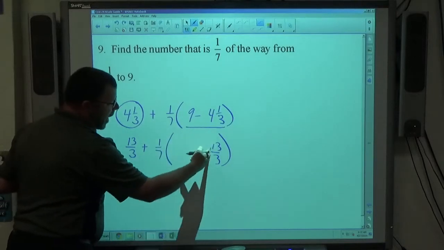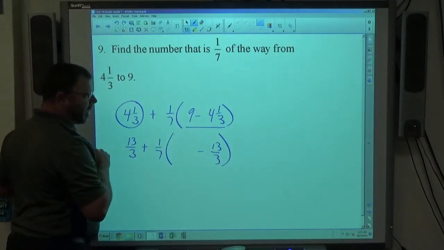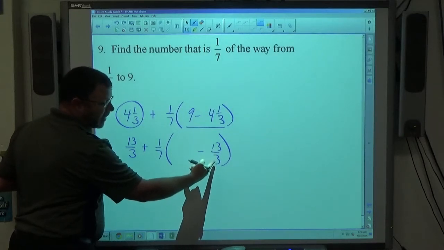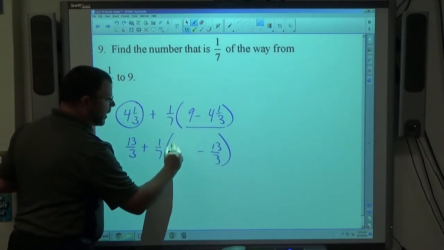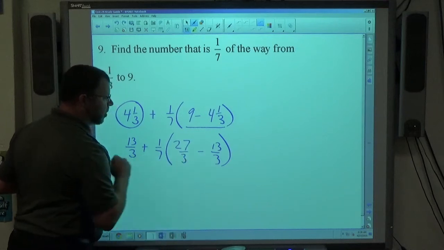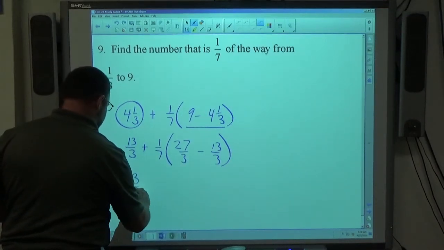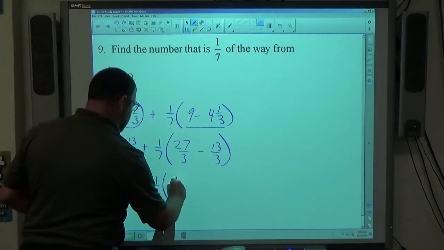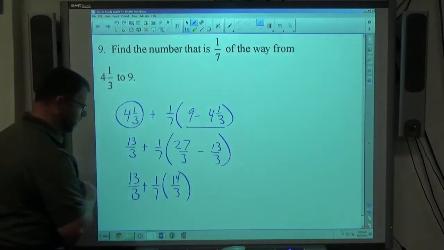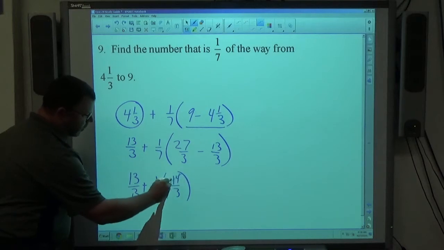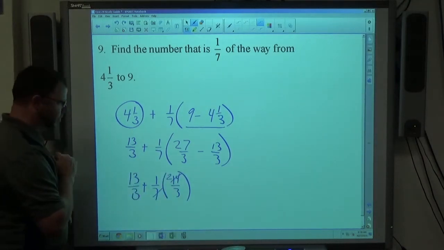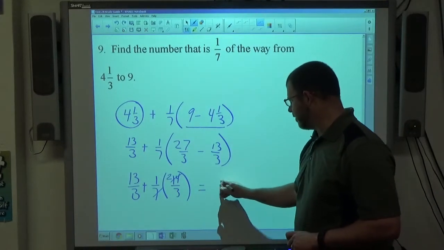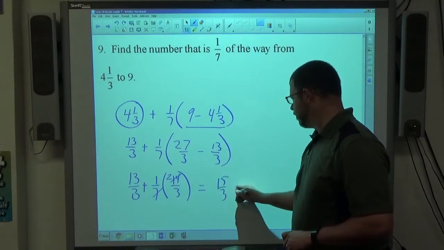The fact that I'm subtracting here makes a common denominator necessary. So 4 1/3 is 13/3. I can't make that anything but 13/3. So I'm going to make 9 into 27/3. 27 minus 13 is 14. 7 goes into 14 2 times. And 13/3 plus 2/3 is going to be 15/3, which equals 5.